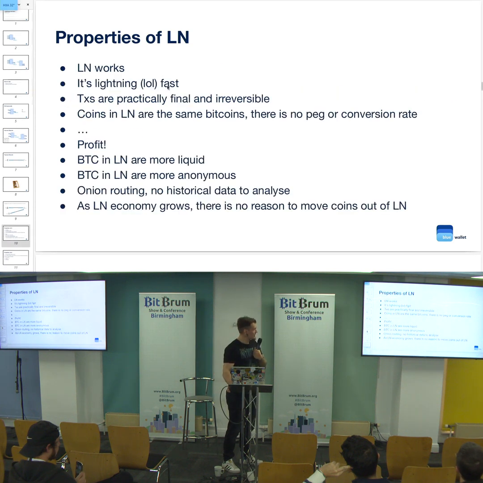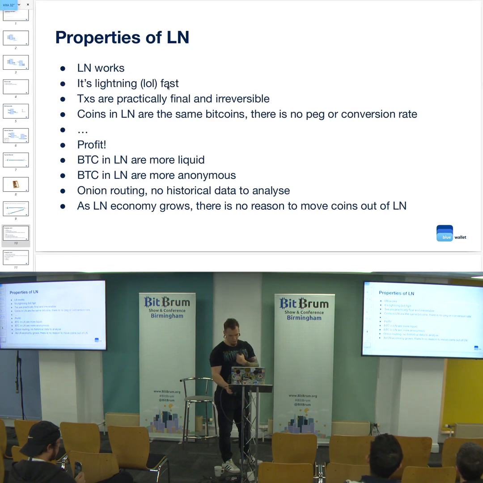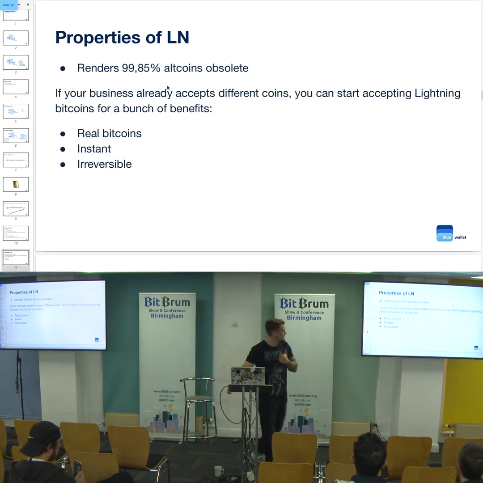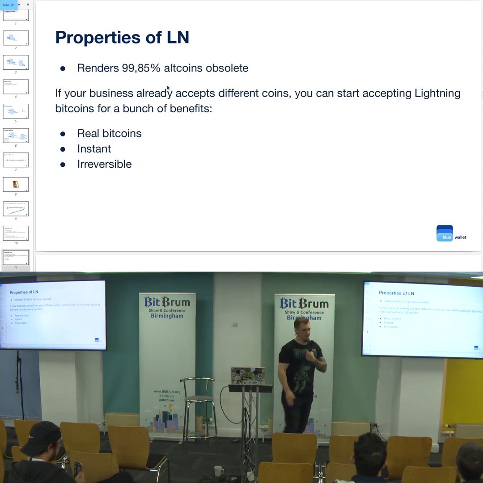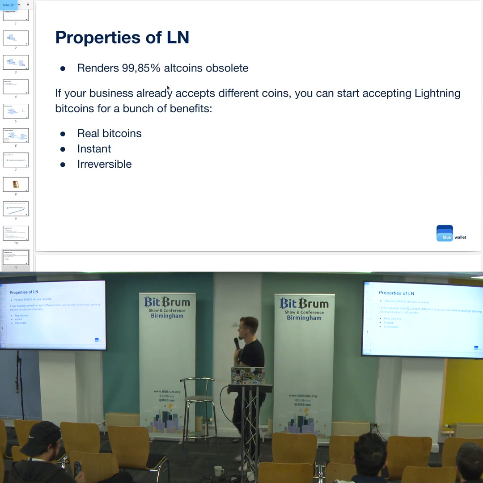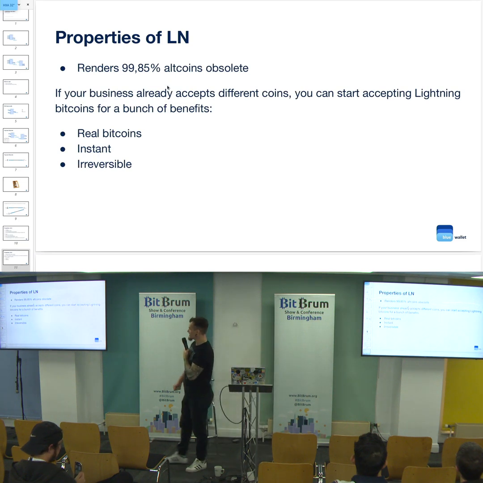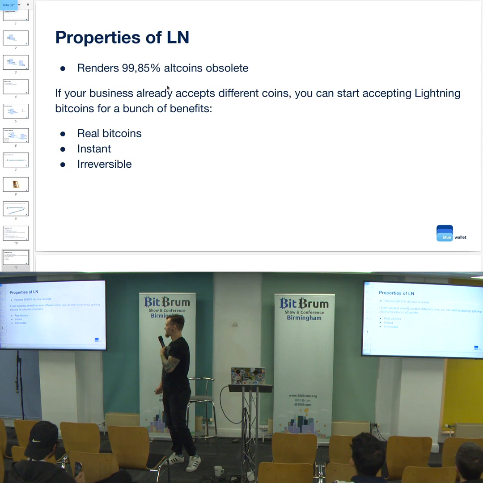Well, this list kind of looks like the selling points of a cool new altcoin. You can take it and slap it on an ICO page, landing page, and start selling tokens, but please don't do this. Because the Lightning Network efficiently renders 99% of altcoins obsolete. But when I say altcoins, I really mean shitcoins. I'm just being polite.